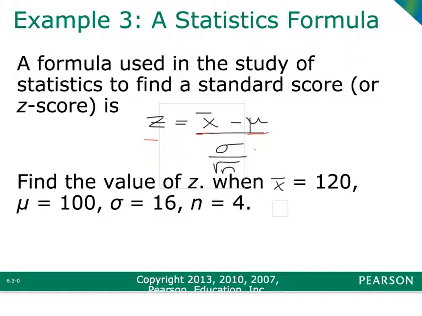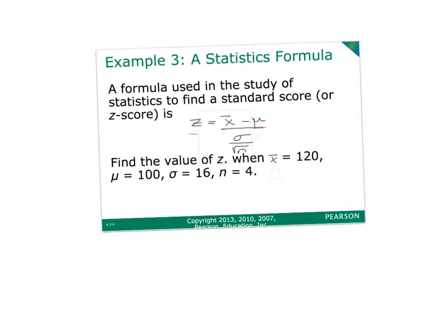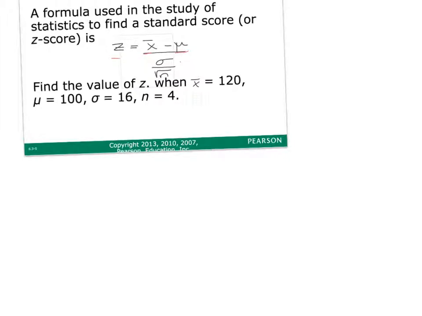Okay, so for example, I would like you to find the z value when x bar is equal to 120, mu is equal to 100, sigma is equal to 16, and n is equal to 4. So we're going to just substitute those numbers into the equation. Our equation is z equals x bar minus mu all over sigma divided by the square root of n. First thing I would do is substitute the letters into their appropriate position.